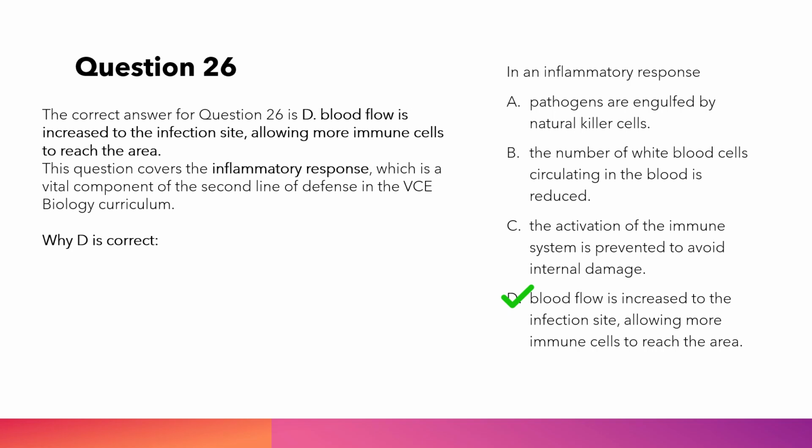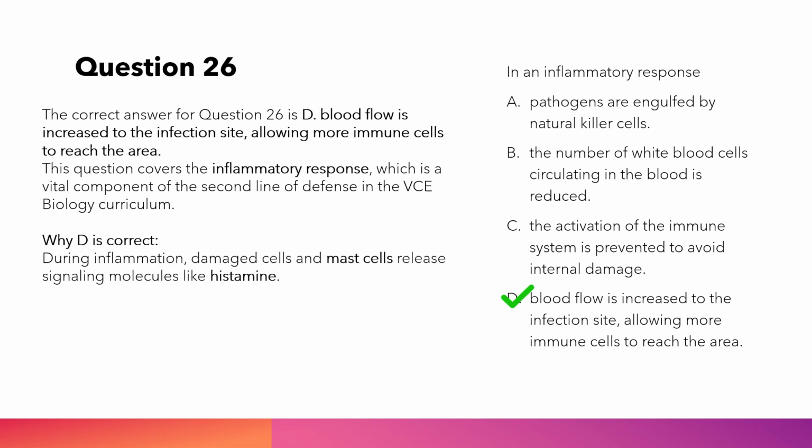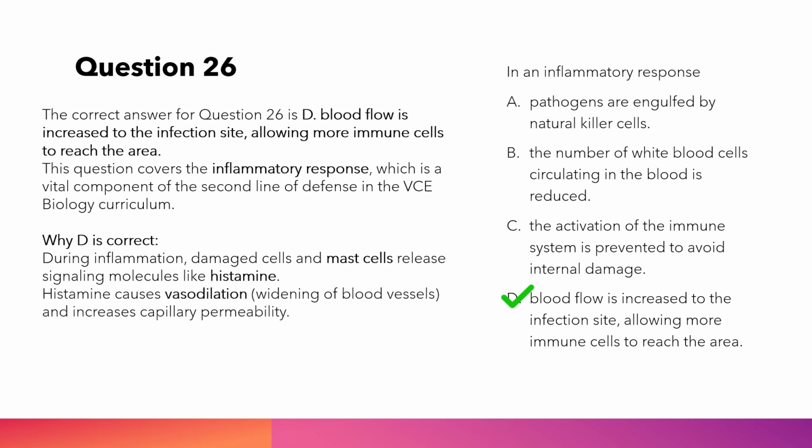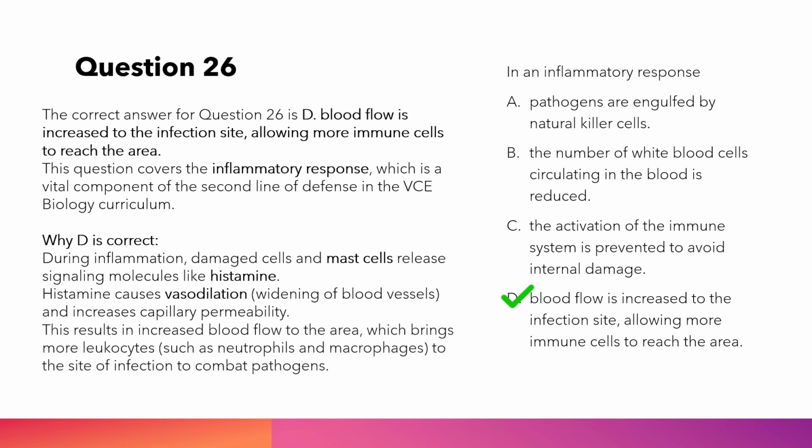During inflammation, damaged cells and mast cells release signaling molecules like histamine. Histamine causes vasodilation, widening of blood vessels, and increases capillary permeability. This results in increased blood flow to the area, which brings more leukocytes, such as neutrophils and macrophages, to the site of infection to combat pathogens.